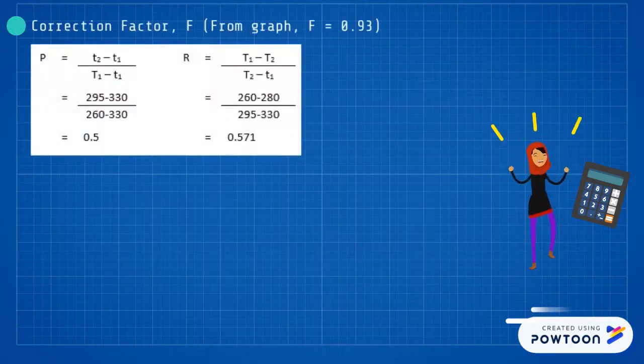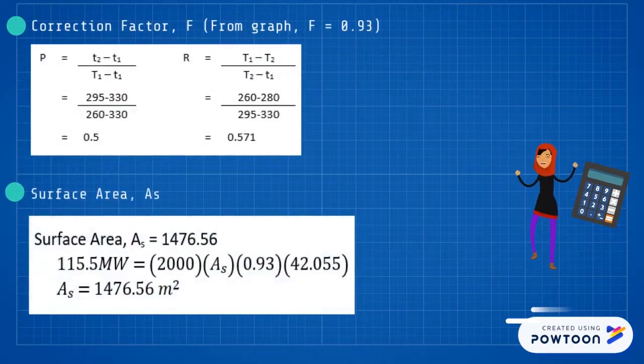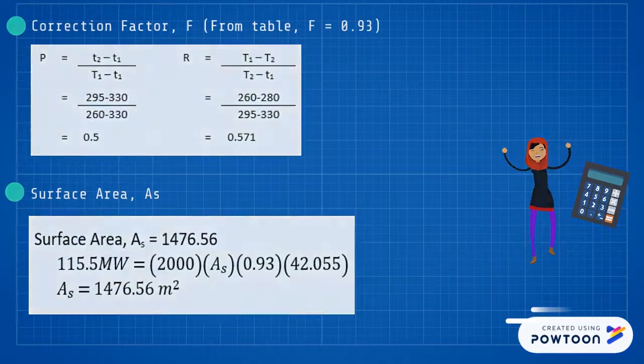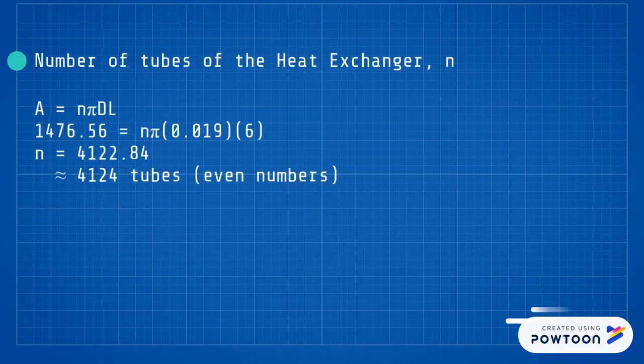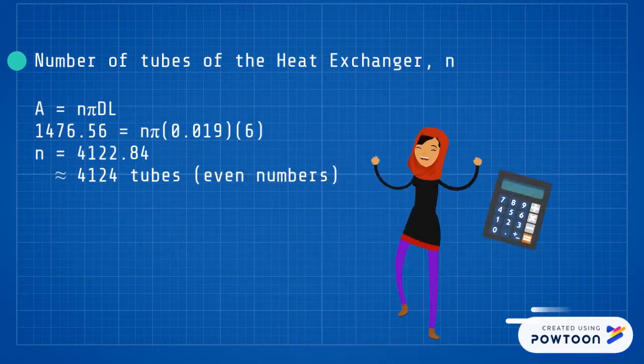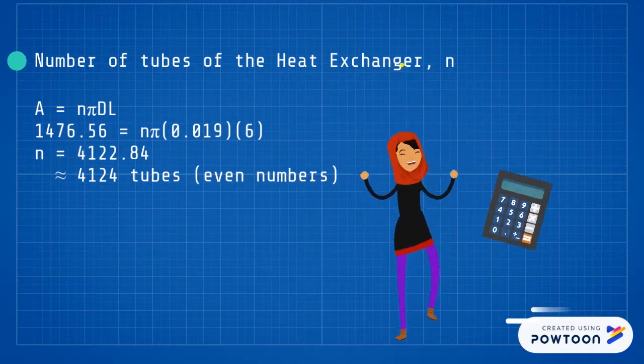To get the value of correction factor F, we just need to calculate the value of P and R and get the value for F from the graph of correction factor of the LMTD method. To find the surface area, it can be done by plugging in all the variables of the delta TLM equation and solve for AS. And lastly, the number of tubes of the heat exchanger can be calculated by inserting the values of the variables from the equation of calculating the area, which results in the value of 4,124 number of tubes.